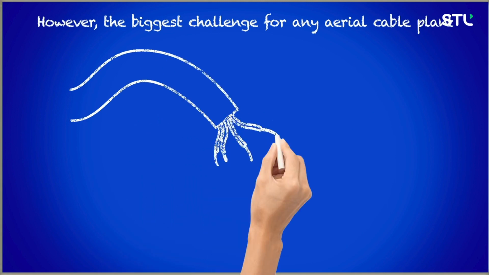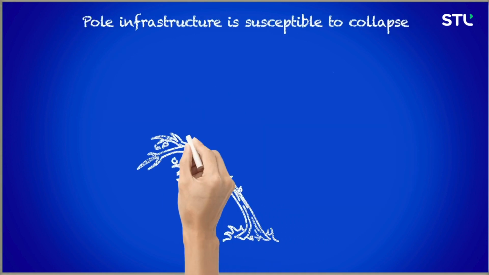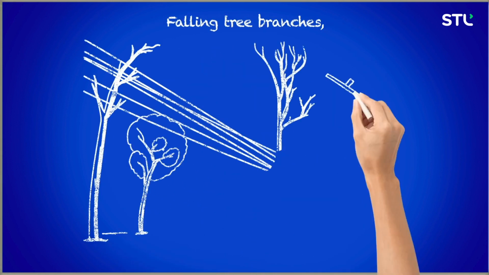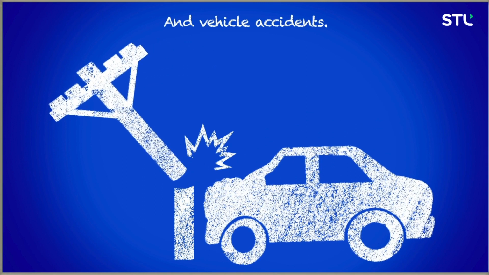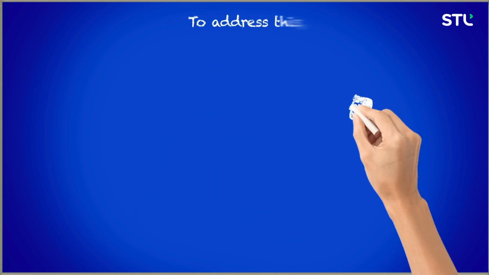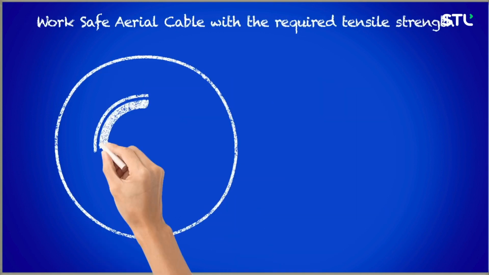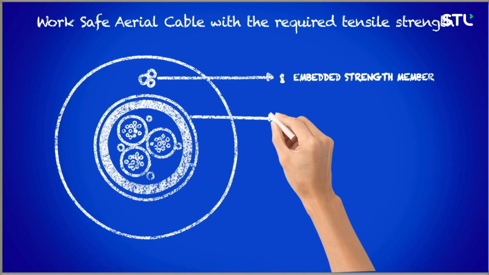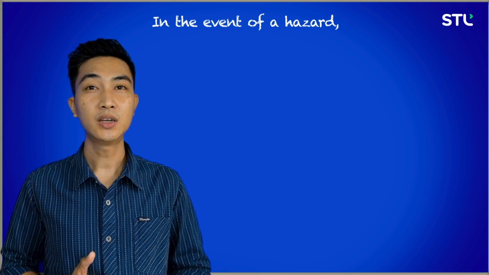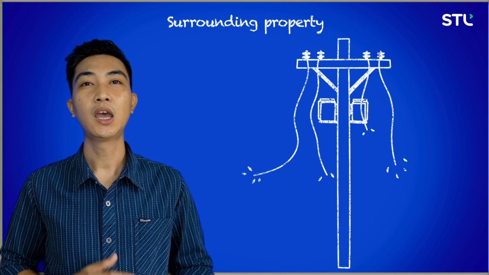However, the biggest challenge for any aerial cable plant is cable breakage. Pole infrastructure is susceptible to collapse due to high winds, extreme temperatures, falling tree branches, and vehicle accidents. These can cause large-scale damage and can be fatal too. To address this, STL has designed an innovative breaking load-optimized, work-safe aerial cable with the required tensile strength and an optimum predictable point of breakage. In the event of a hazard, the cable will break first without damaging the supporting pole structure, surrounding property, and working personnel.